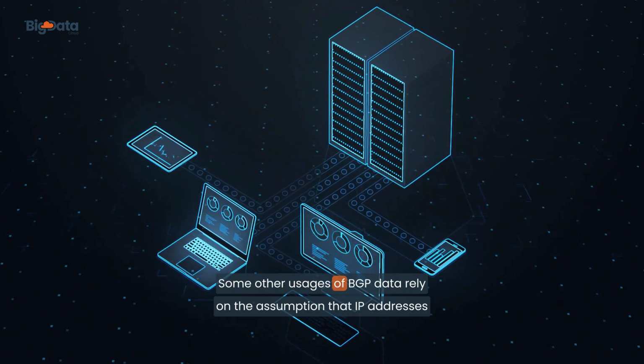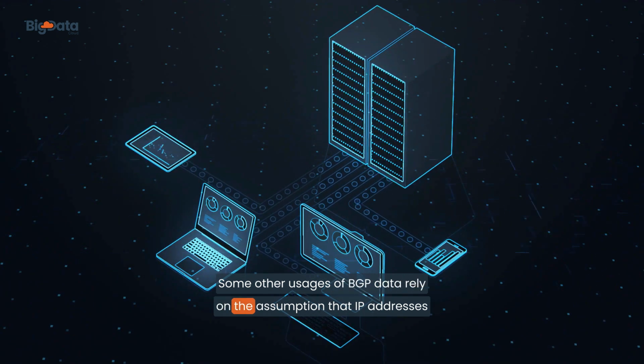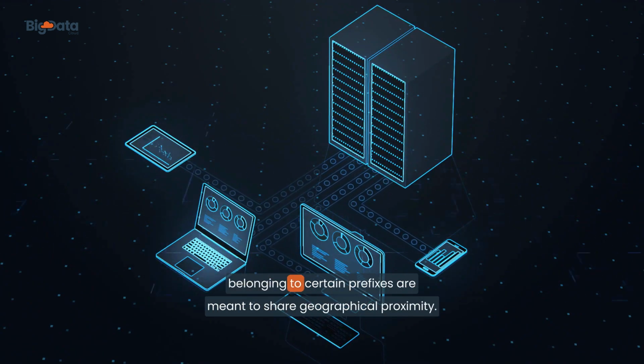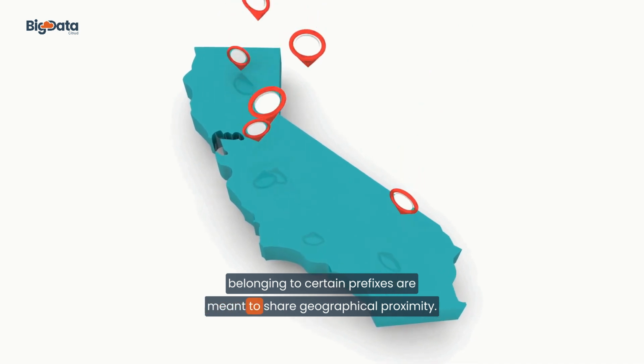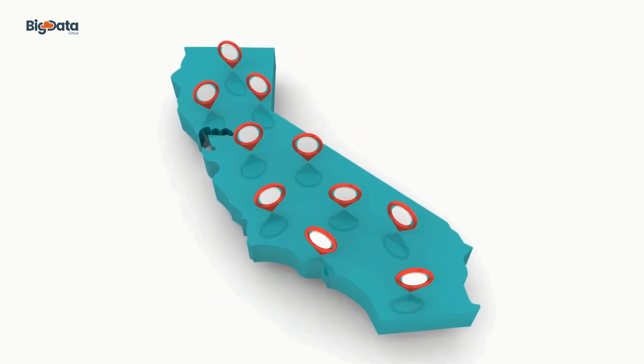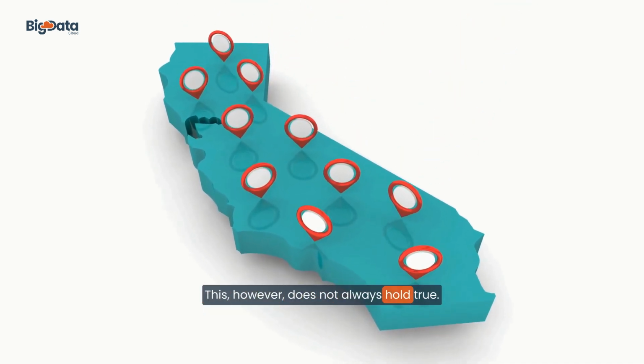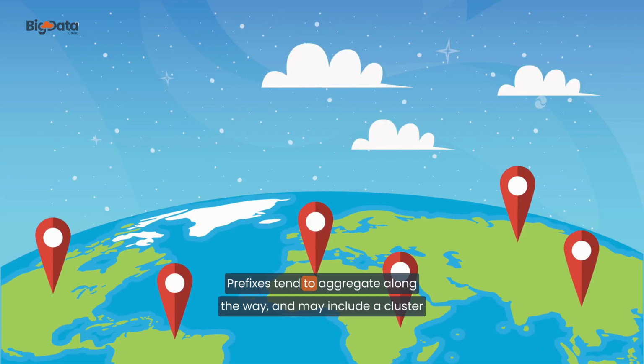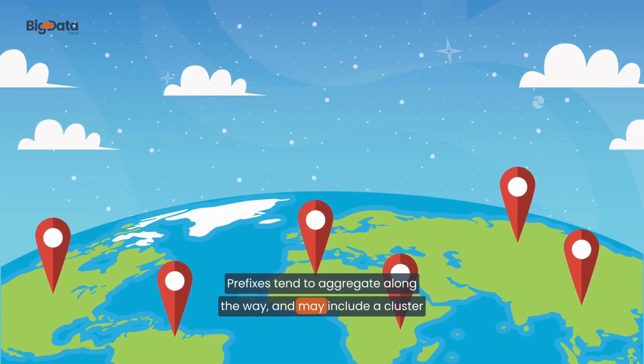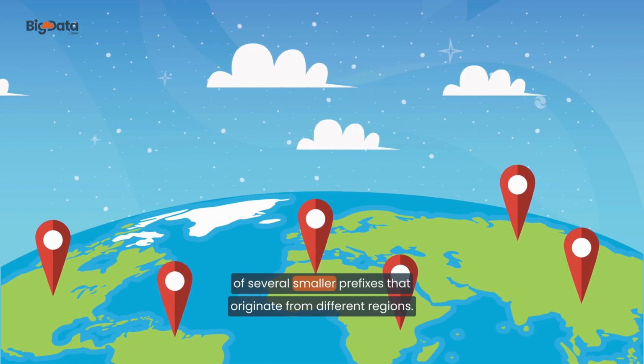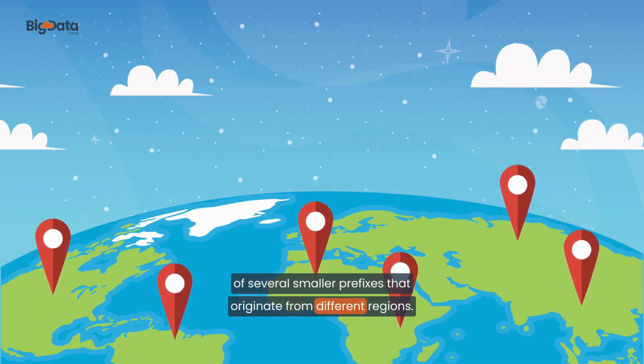Some other usages of BGP data rely on the assumption that IP addresses belonging to certain prefixes are meant to share geographical proximity. This, however, does not always hold true. Prefixes tend to aggregate along the way and may include a cluster of several smaller prefixes that originate from different regions.